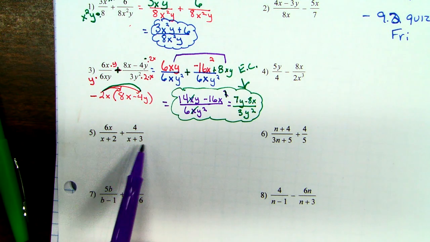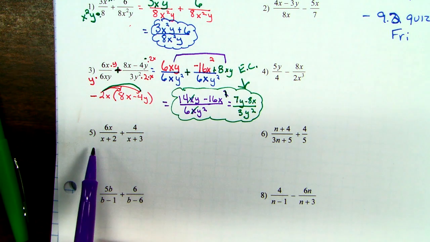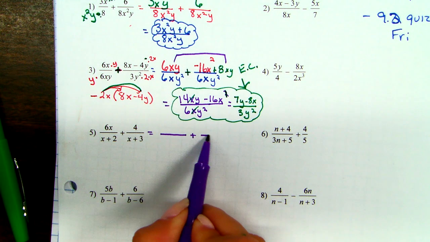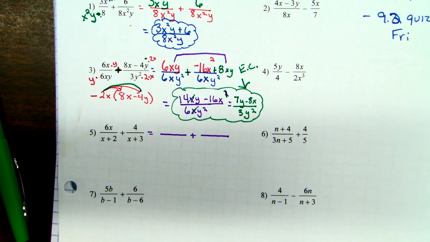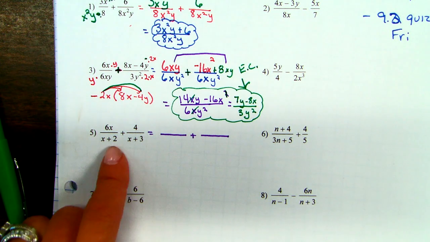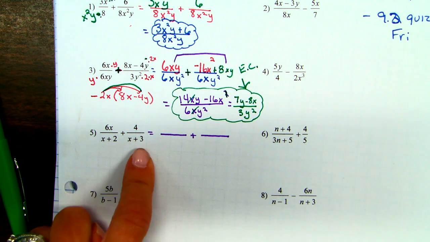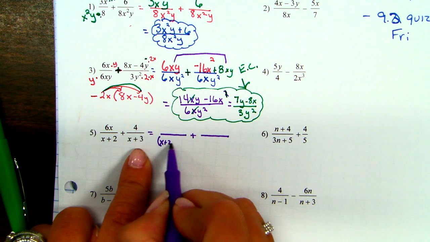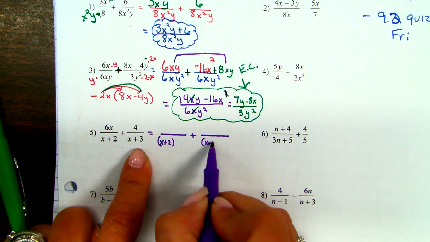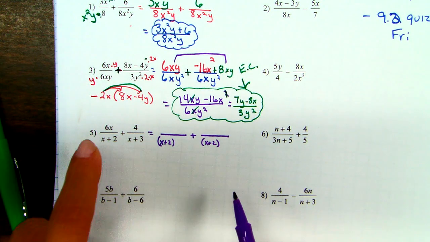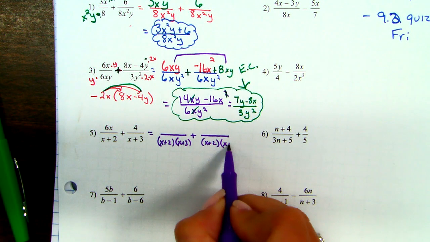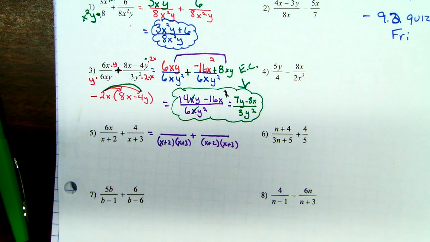Number 5, looking at those denominators, there's still nothing I can factor. Okay. So I'm just going to go right to my creation of my new fractions. And I have one x plus 2 and no x plus 2s. So I'm going to keep an x plus 2. And I have one x plus 3 and no x plus 3s, so I'm going to keep an x plus 3. So again, the order you put these in your denominator doesn't matter, okay?